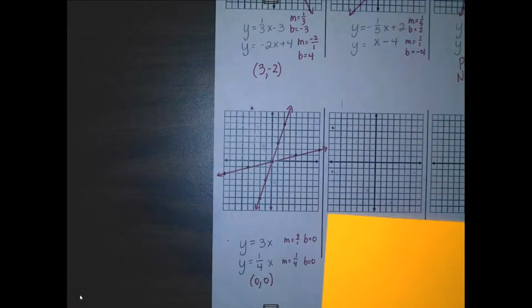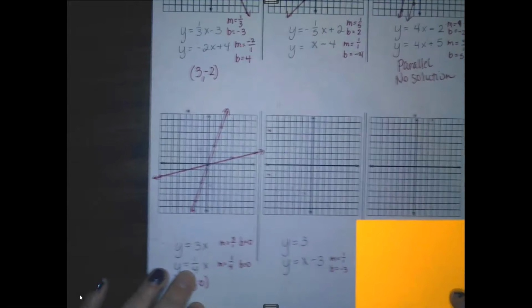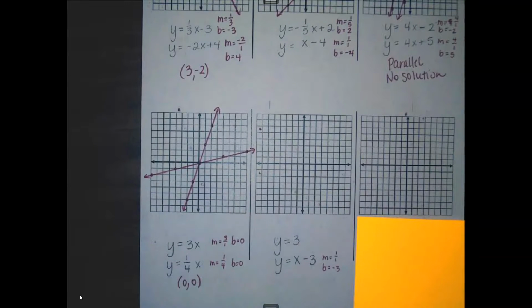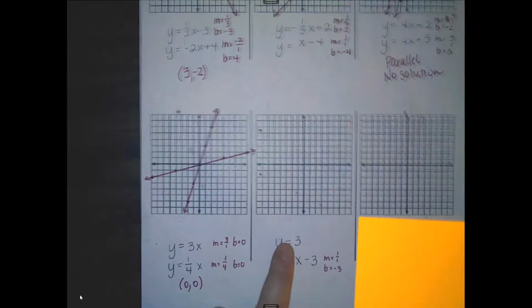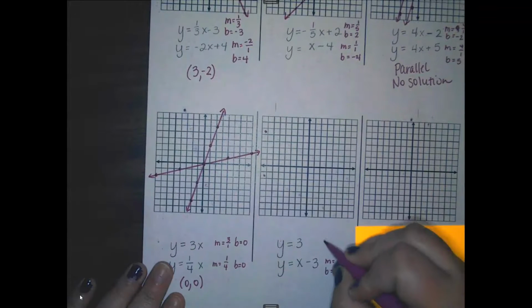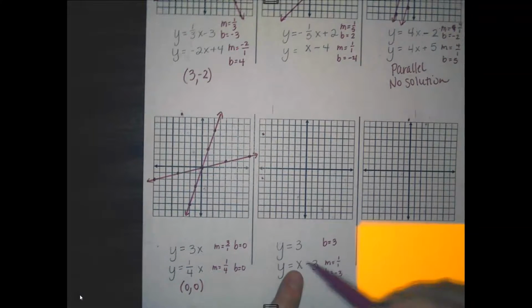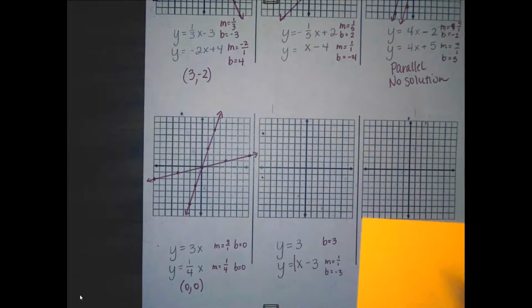All right, the next one we're going to do together because it's kind of different. y equals 3, y equals x minus 3. So this one doesn't have a slope, because there's not an x there. It does have a y-intercept of 3. Well, this one has an imaginary 1, so its slope is 1/1, and -3.